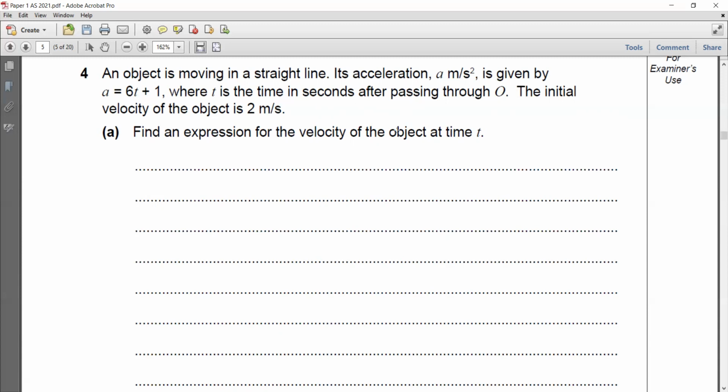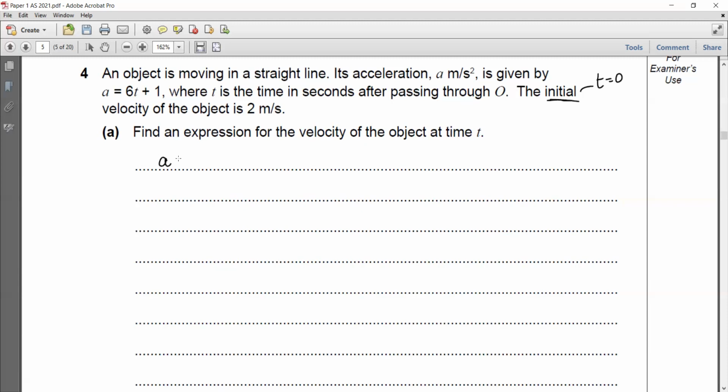Okay, now with these questions here, you need to take note of a few things. There are some keywords that you need to remember, like here when it says initial velocity. What does it mean when we talk about initial velocity? This is telling us that when time is 0, so when t is 0, then our velocity is equal to 2 meters per second. Okay, so now let's get to what we're asked to find. Find an expression for the velocity of the object at time t.